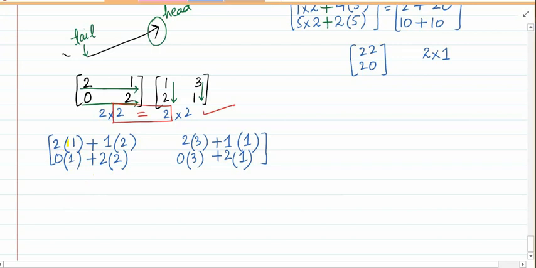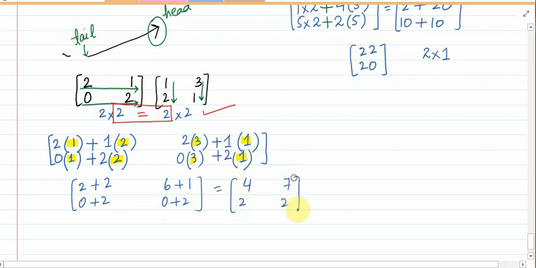And how did I know so early that I made a mistake? Because these numbers must be the same, right? If they are the same, that means you are going right. Further solve it, so it's 2 plus 2, 0 plus 2, 6 plus 1 and 0 plus 2. So it will be 2 plus 2 is 4, 0 plus 2 is 2, 6 plus 1 is 7, 0 plus 2 is 2. That is your answer, right?